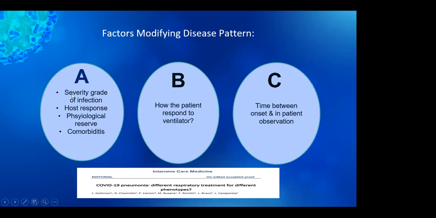In category A, he said the severity and grade of infection, how the infected person responds to the disease, and what physiological reserves he has, like how the cardiac function and kidney function were before the disease. So these are also important. And what other problems he has, like hypertension, diabetes, ischemic heart disease, any immunological medications he's getting. Second, once the patient is intubated, how he will respond to the ventilator. And third, when the patient presents to you, the time between onset and the patient being observed in the hospital. So all these factors are modifying the disease pattern.